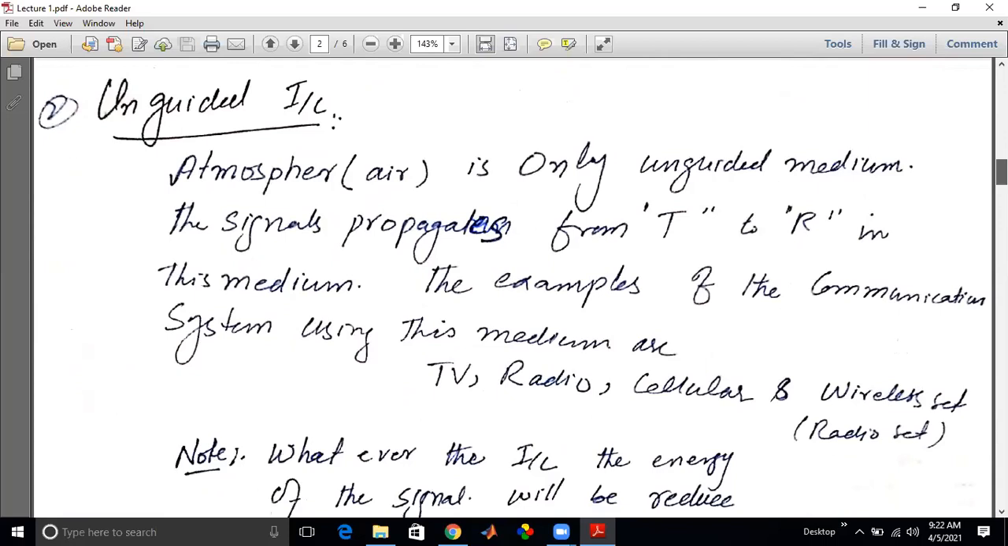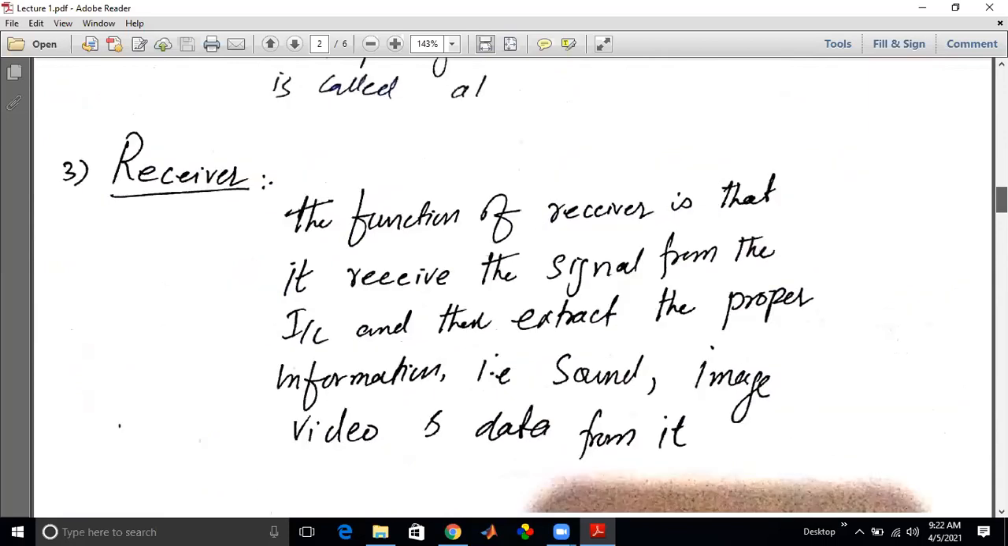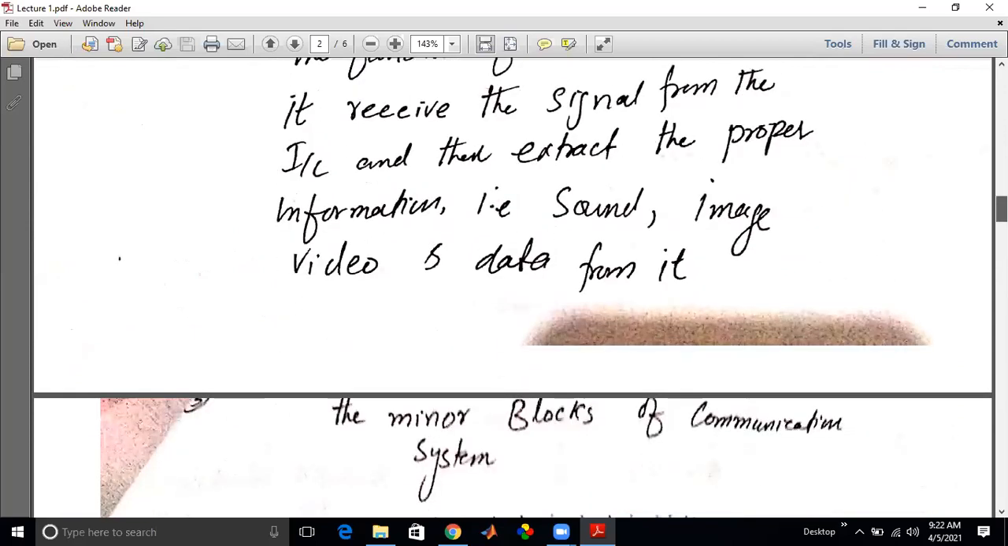The function of the receiver is that it will receive the signal from the information channel and extract the proper information from it, such as sound, image, video and data.